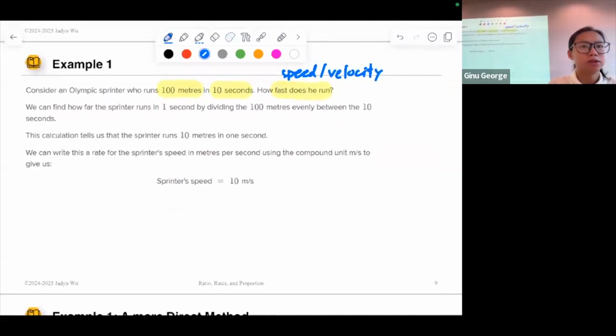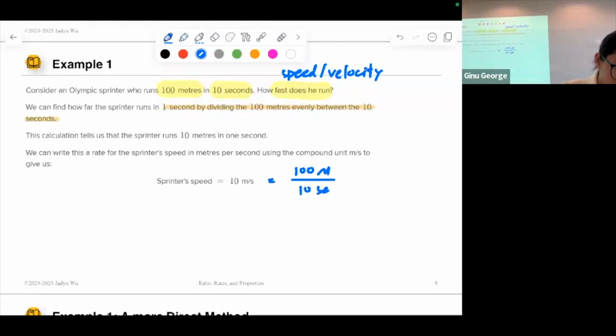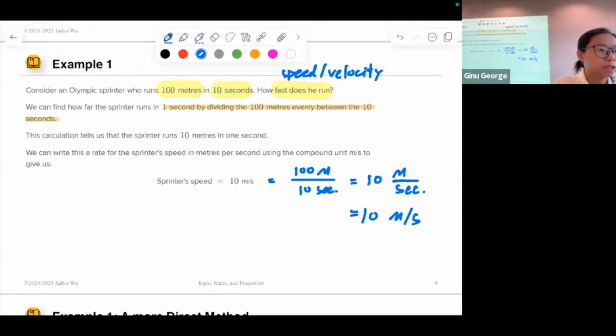So how we think about this problem is first we want to think about how far the sprinter runs in 1 second. We just divide 100 meters evenly between the 10 seconds. So I should highlight all the things here. In 10 seconds, the calculation is: the sprinter speed equals 10 meters per second, calculated by dividing 100 meters evenly into 10 seconds. And we can also write the units, the fraction units for the ratio, as meters per second. So that's how we get the sprinter speed here.